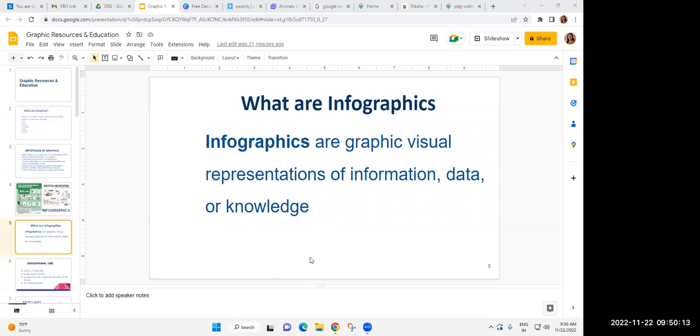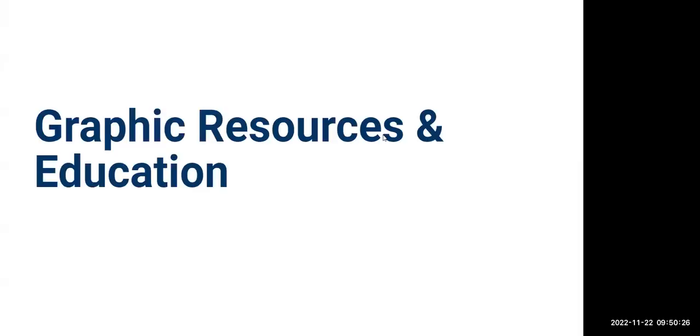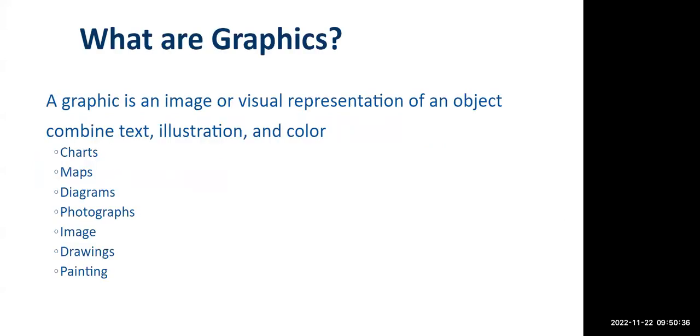So we'll be discussing, first of all, what graphic resources are, and the various kinds of graphic resources. As some of the teachers have mentioned, they have already used Canva, Easily, OpenTunes, VUE. As teachers, we all know the importance of visual resources, and one important kind of visual resource is the graphic resource. And what are graphics, basically? It's a visual representation of any object. It includes text, different colors, illustrations, and graphs. Some broader examples of graphics are charts, maps, diagrams, photographs, images, drawings, and paintings.